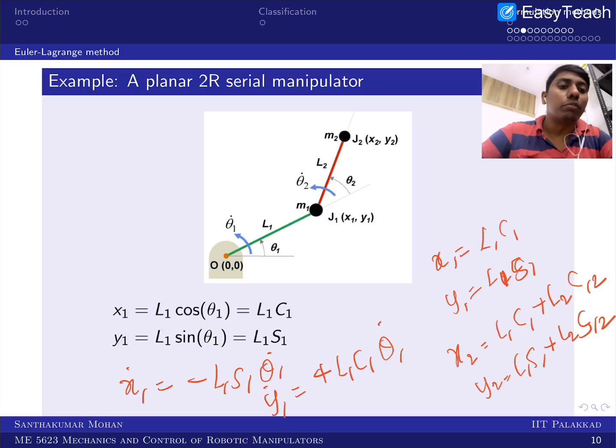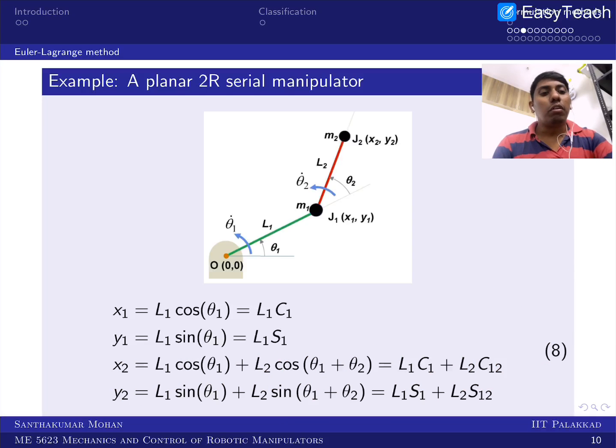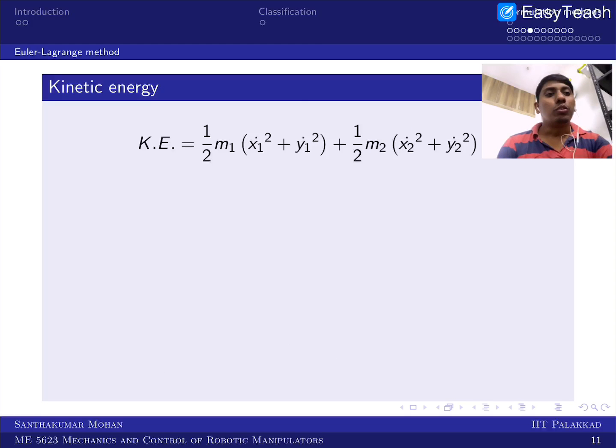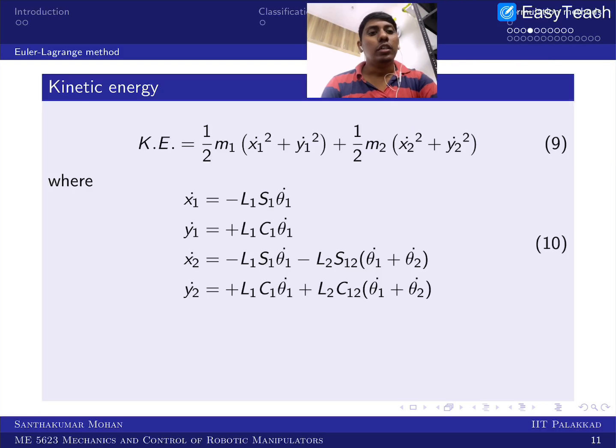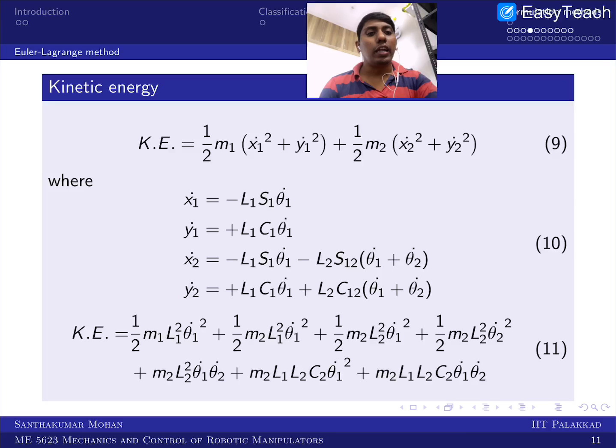Now if I take x1 dot squared, you can see that it would be L1 squared S1 squared theta 1 dot squared, and y1 dot squared is L1 squared C1 squared theta 1 dot squared, right? That is what we are trying to do. Similarly for x2 and y2, we take the derivative. So now the time derivatives are taken, and we substitute them into the kinetic energy in the overall equation.